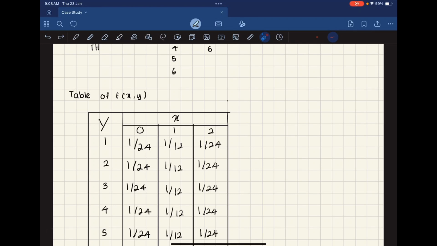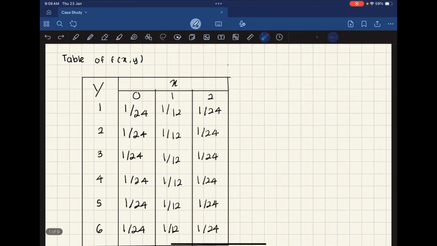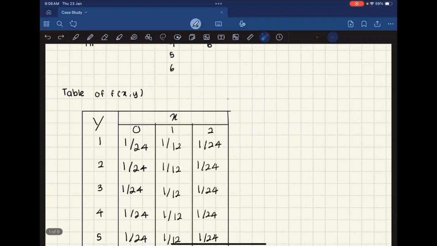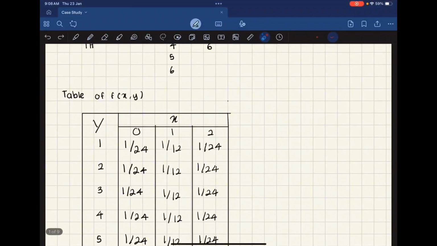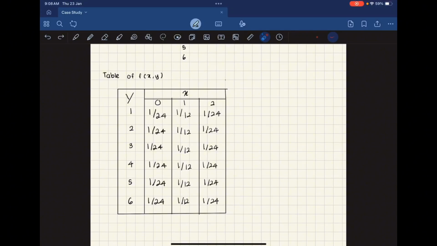For the joint probability distribution table, you need to make it like this: X at the top, Y at the side, and then you just need to enter the values. For example, for X0, Y1, you enter the probability 1 over 4 times 1 over 6, and then you will get it like this.